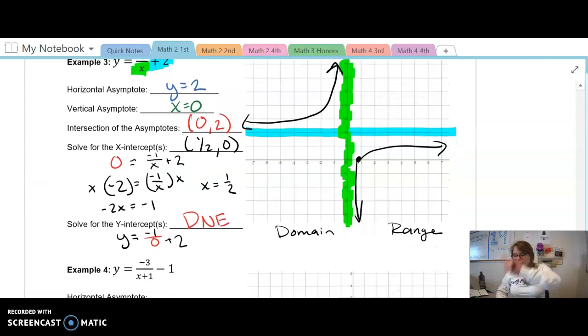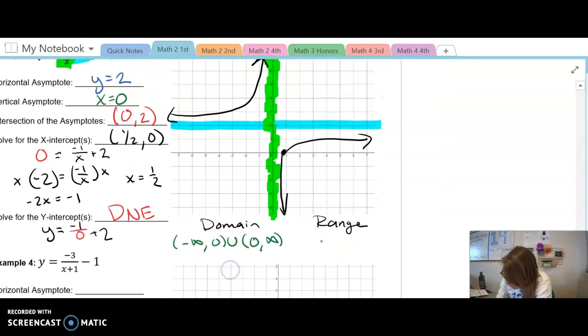Remember, domain is related back to the vertical asymptote because it's with x. So I'm going to make it green. So I have negative infinity to 0, union 0, positive infinity. Range, same idea, same exact layout, just a different number because it's now related back to the horizontal asymptote.